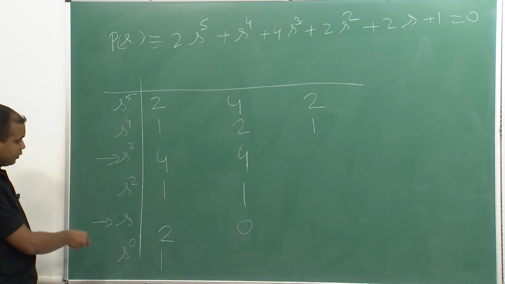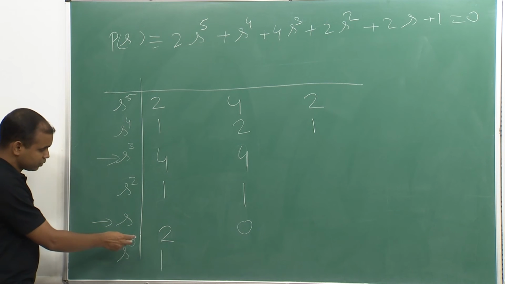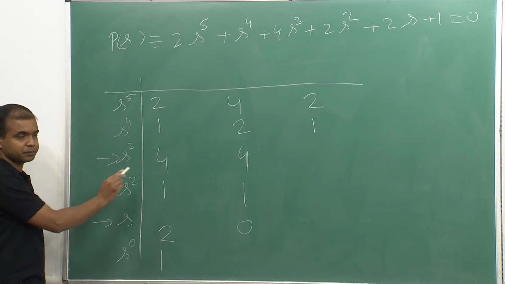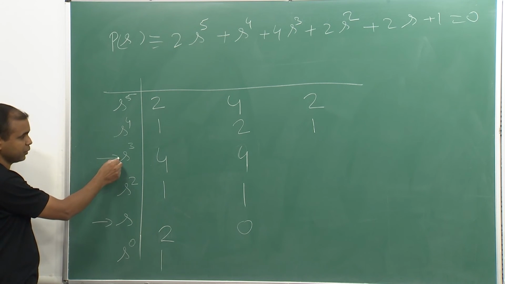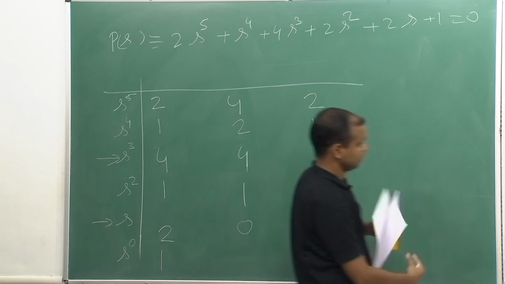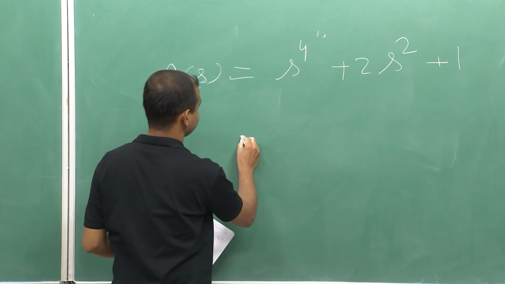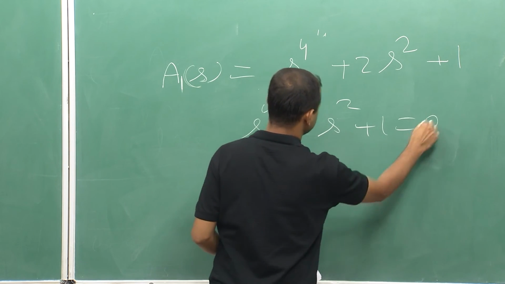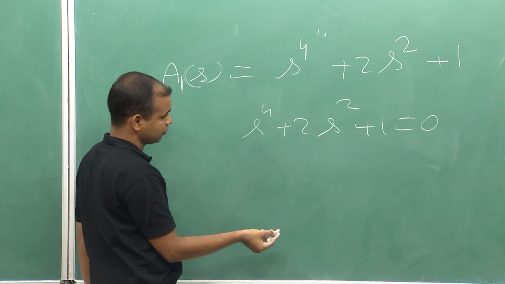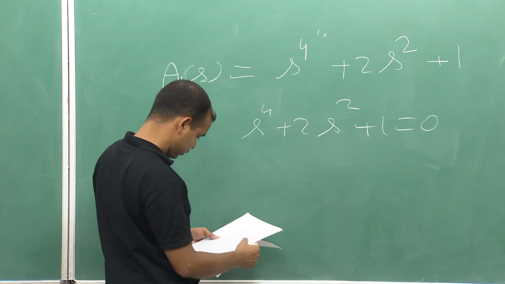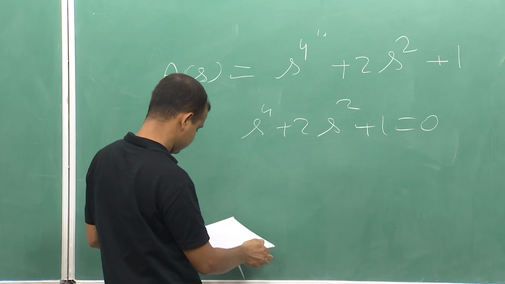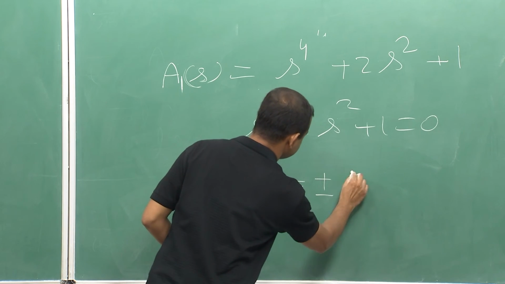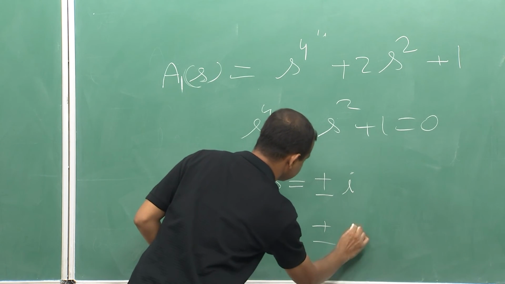So, we have two auxiliary equations. The roots of this equation are already roots of that equation, so we have to find the roots of A1(s) only. If I write s to the power 4 plus 2s square plus 1 is equal to 0, replace s square with a new variable and solve it, I will get two roots. s is equal to plus minus i, and the second root is also plus minus i.